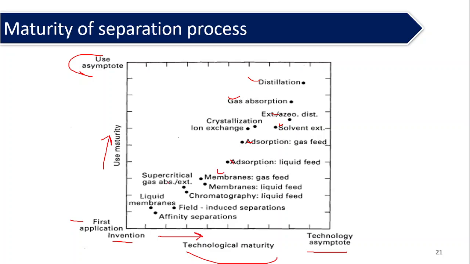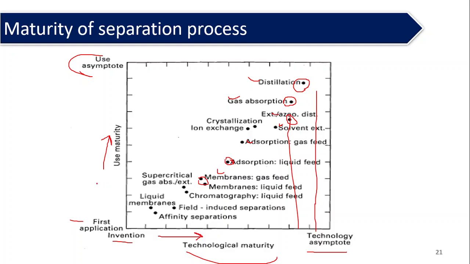There are basically so many separation processes available here, but on the x-axis, obviously, higher values are recommended. If this is any type of separator, then this one is more technologically mature as compared to that technology. And gas absorption is more mature as compared to the membrane one. So as far as technological maturity is concerned, these are the very mature ones. Even distillation is a very mature technology.